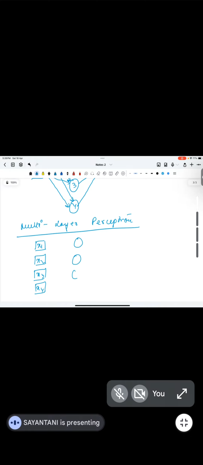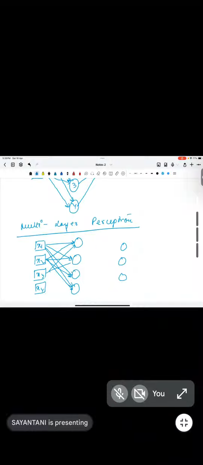So you are going to have certain perceptrons. And suppose it's a 3-class classification problem. So we're going to have 3 perceptrons at the output. Each of them is going to have connections like this, and each of these perceptrons will again have connections like this.